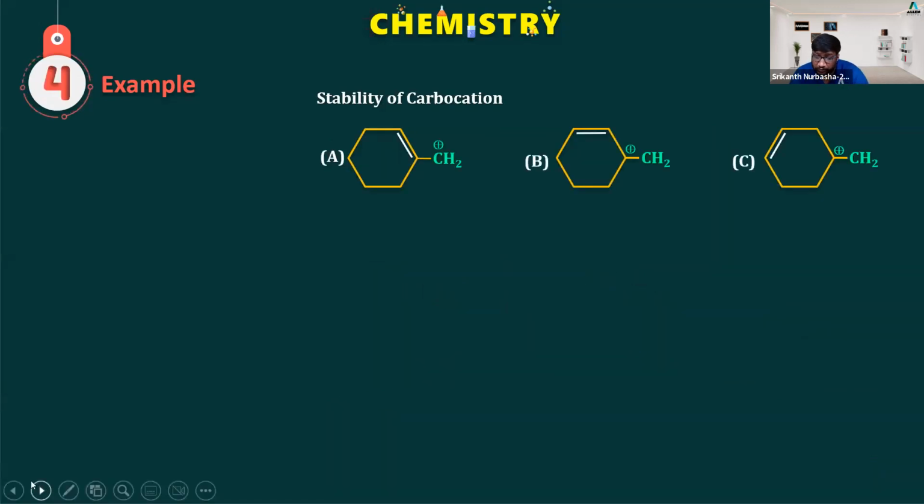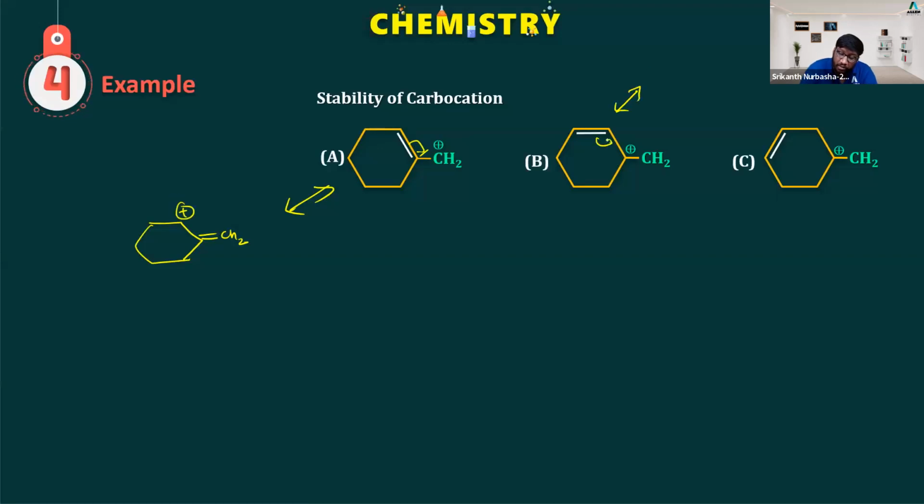Compare here. A, B, C, 3 compounds have been given to you. In A, do we have resonance? Yes. A has resonance, B has resonance, C does not have resonance. But among A and B, which is differing? Hyperconjugation is present in B, but not in A. A also has resonance: if you draw the resonating structure, the pi electron moves in this fashion and you get a double bond with CH2 positive charge here. B also has resonance; the pi electron can move and you get a double bond with a positive charge.